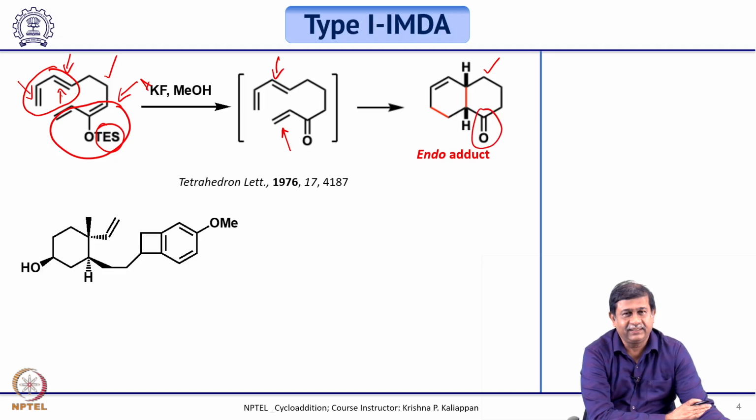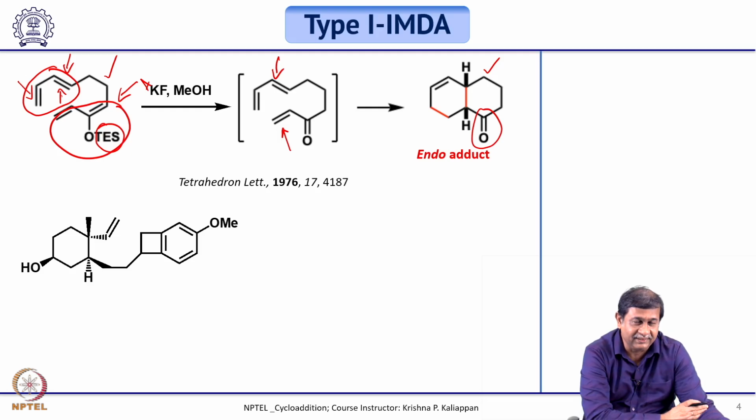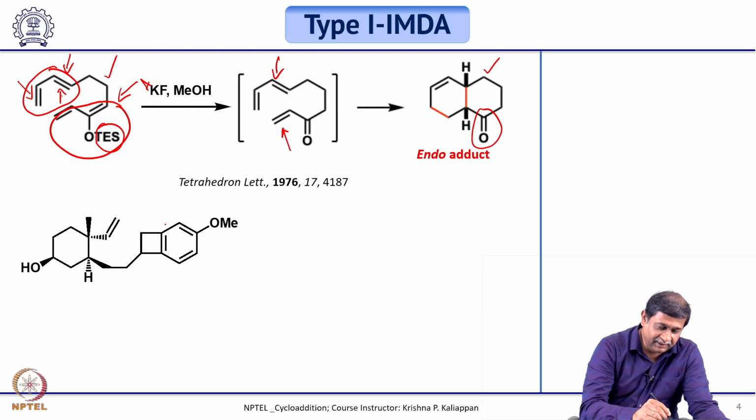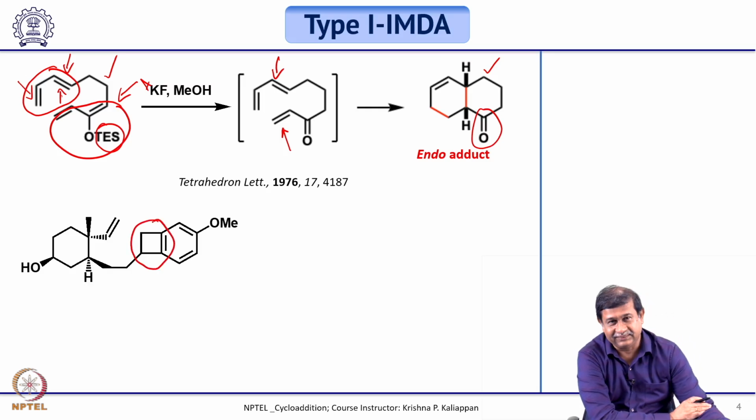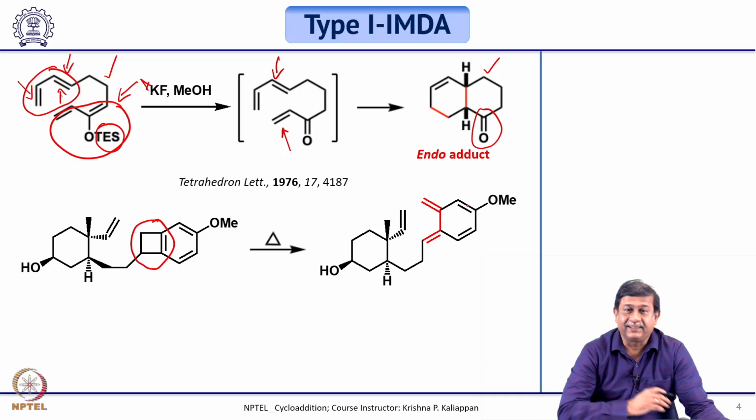Here, can you see a diene? In this example you cannot see the diene obviously, but if you have a closer look at this particular substructure, you will see that this is nothing but cyclobutene. So when you have cyclobutene, this cyclobutene is known to undergo electrocyclic ring opening. When this electrocyclic ring opening takes place under thermal condition, you get this tetraene.